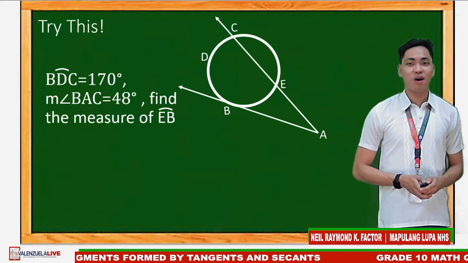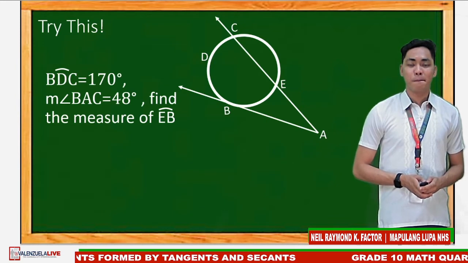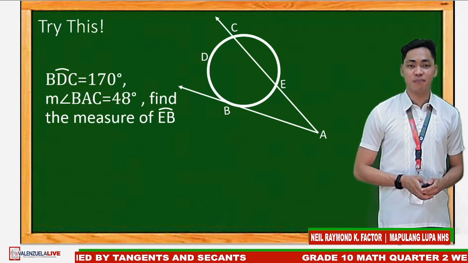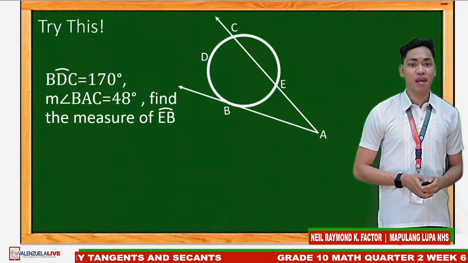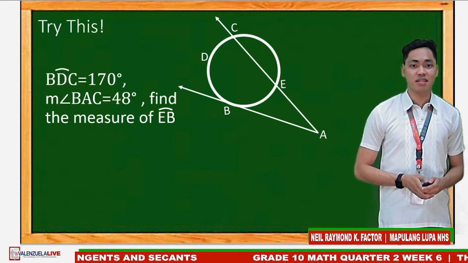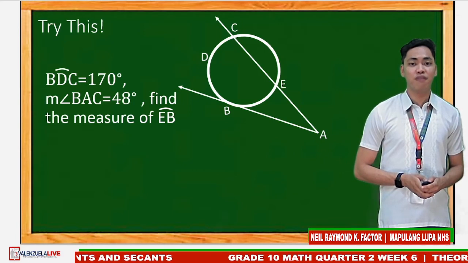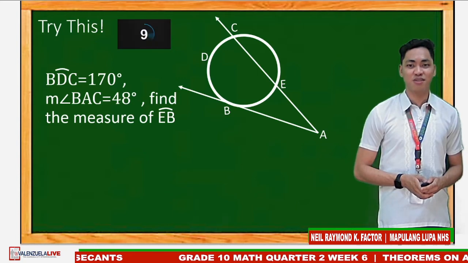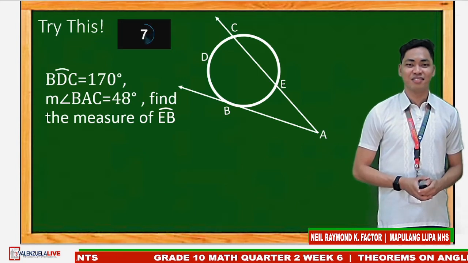So another one. You try this one. The measure of arc BDC is 170 degrees. The measure of angle BAC is 48 degrees. Find the measure of arc EB. You have 10 seconds to comment your answers. You can do it.